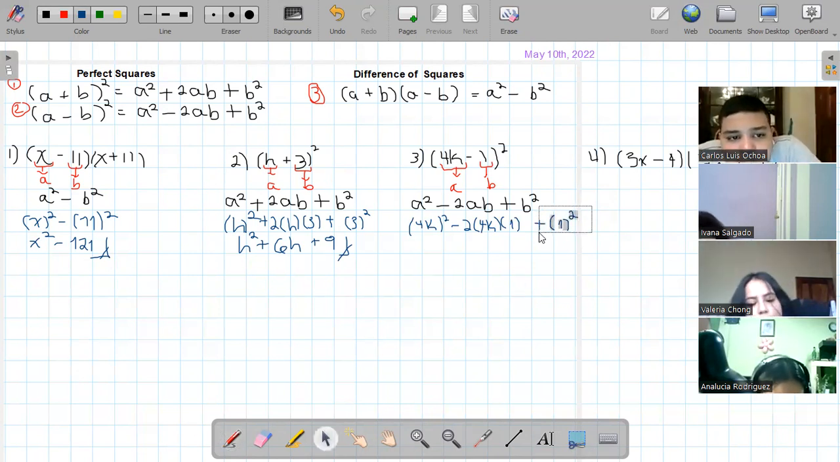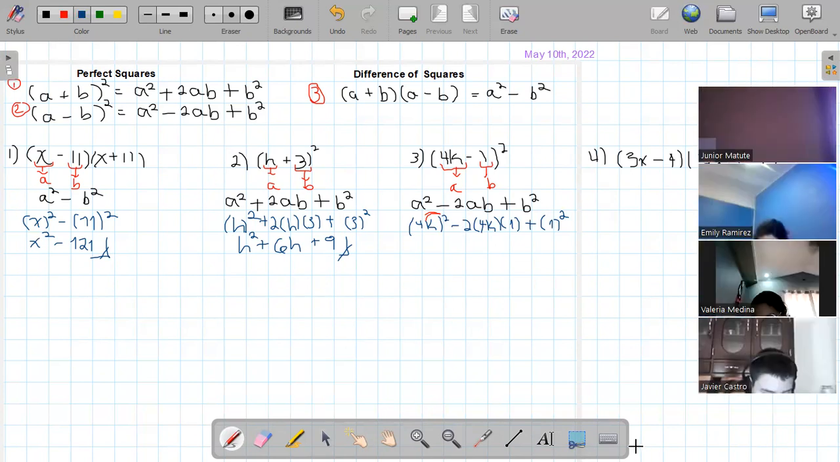And let's simplify that. What should I do to simplify this part over here? Power of a power. Very good, where this square will affect the 4 and will affect the K. So how much is 4K to the square? 16K squared, because 4 to the square is 16 and K to the square is K squared.